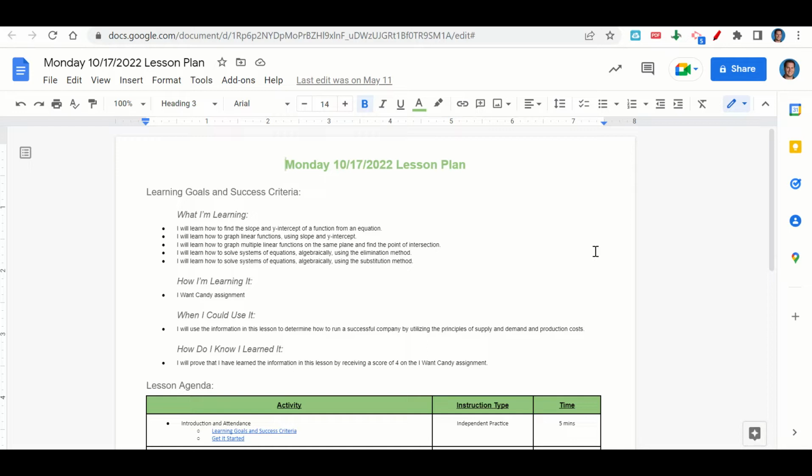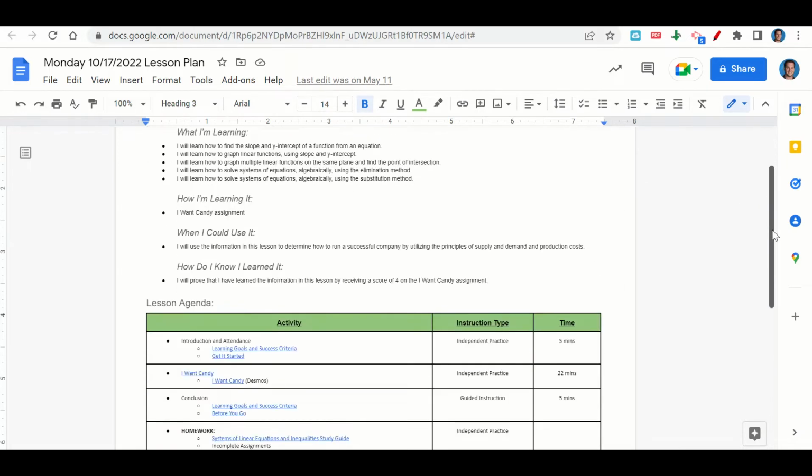Through the I Want Candy assignment. When can we use this information? To run a successful company by utilizing the principles of supply and demand and production costs. How do we know we learned it? By getting a score of 4 on the I Want Candy assignment.